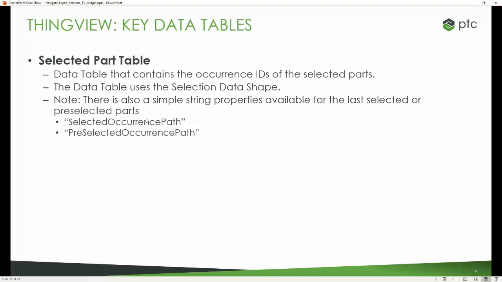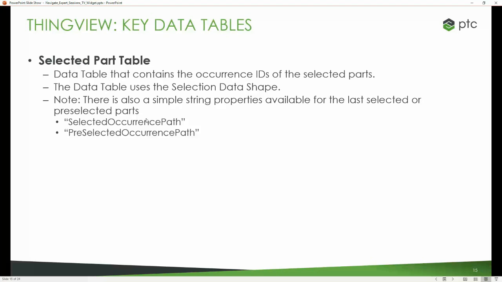This selected part table allows you to react to what the user has been selecting. So this allows you to see and have it automatically populated by ThingView what has been selected by the user. It also goes the other way around. If you would like to select something externally, you can populate something into that table, and ThingView will react to that table being populated and select whatever has been populated.